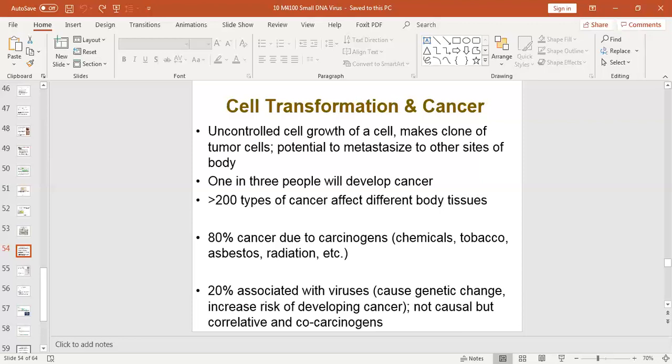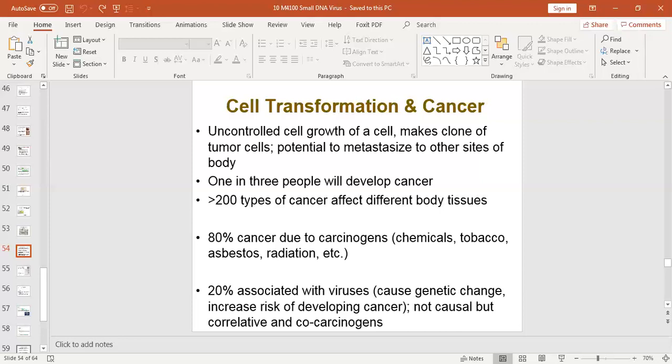A high percentage of the cancers, about 80% of them, are due to carcinogens, those agents that can cause cancer. These include chemicals, tobacco, asbestos, radiation, and so on. And only 20% of the cancers are associated with viruses.